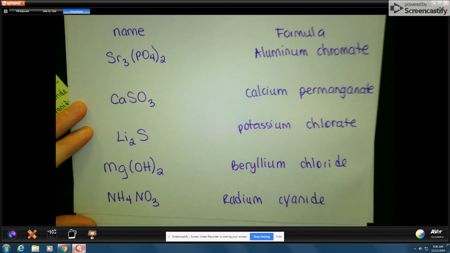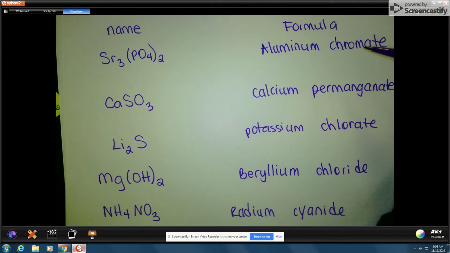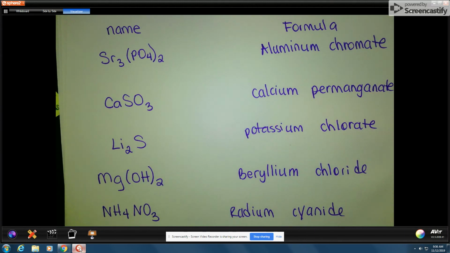All right, so here's your practice problems. It's kind of a mixture of binary and ternary. You're going to name these 5 on your own piece of paper. You're going to write the formula for these 5 on your own piece of paper, and then you're going to get checked off by your teacher, and then you can move on to the next one after that.